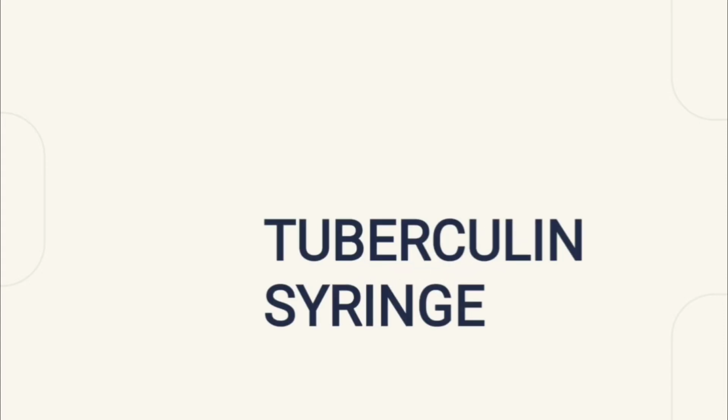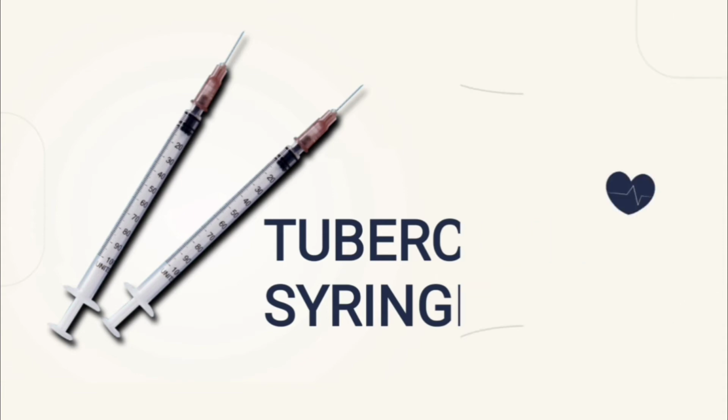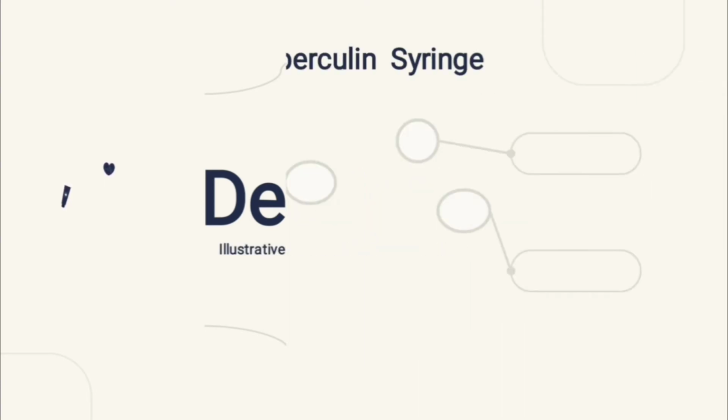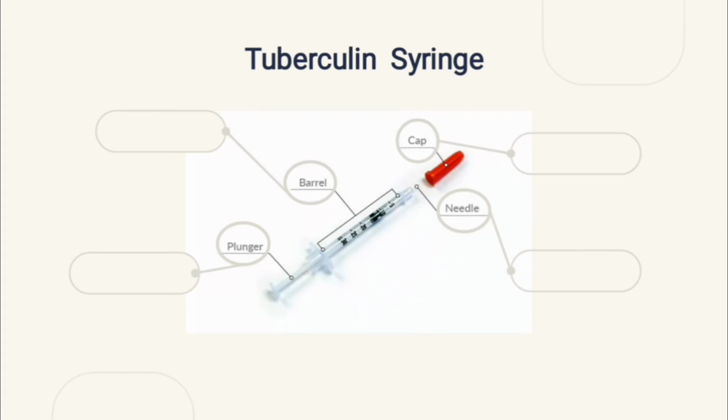Next medical device that we will be tackling is Tuberculin syringe. This is how it looks like. It's like a normal syringe. Next is the description of the parts and its definitive functions. Tuberculin syringe is like a normal syringe with barrel, plunger, cap, and needle.